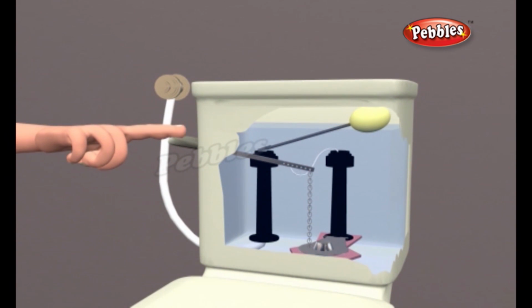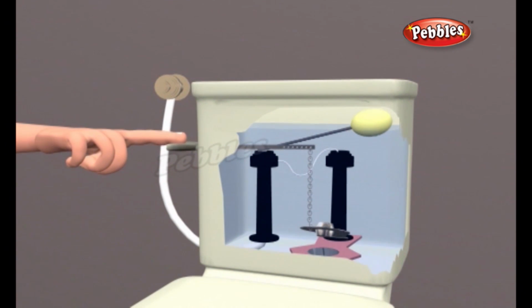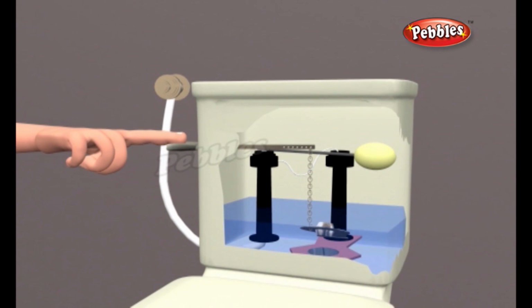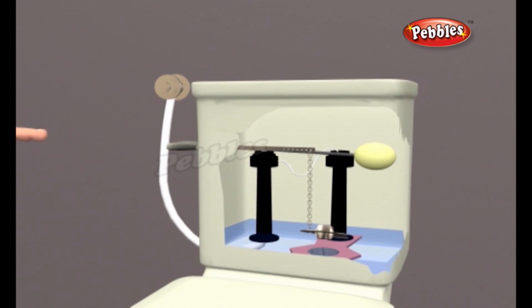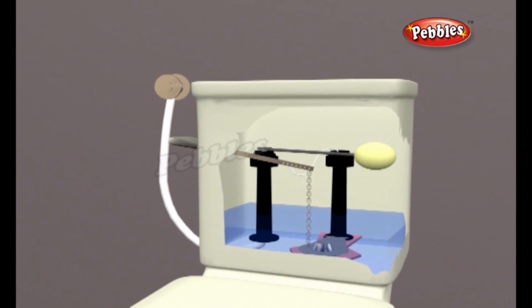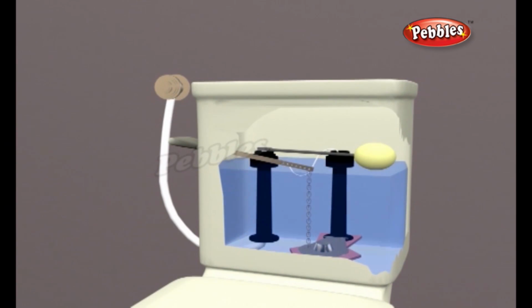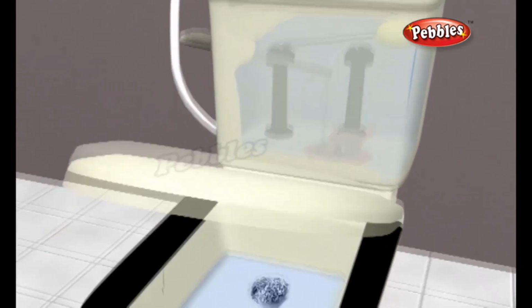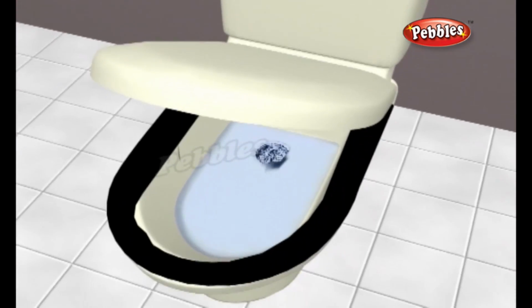When you press the handle, a lever inside the tank pulls the piston up, forcing some water through the siphon. This provides suction in the siphon, and the rest of the water follows, emptying the tank. The tank empties quite quickly, and the float ball floats to the bottom. That means the float rod is no longer pressing against the valve, so water begins to flow into the tank, filling it up again.